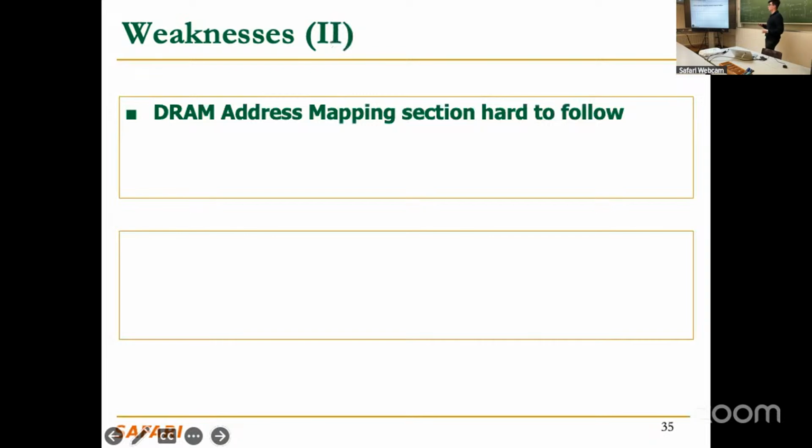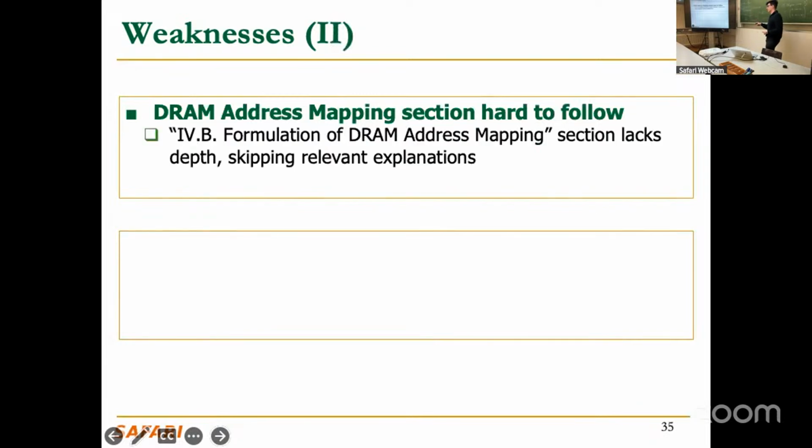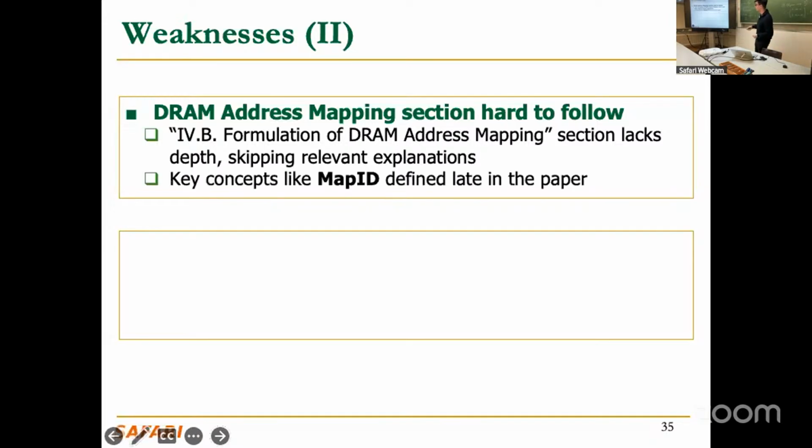They also have this section about DRAM address mapping in the paper, section 4.b, which was a bit too short, lacked depth, and skipped relevant explanations. And this was an important section in order to understand the implementation details. The same goes for key concepts like map ID. They are named very early in the paper, but they are defined a bit too late. So the first time I read the paper, it was very hard for me to even understand what this map ID really means.